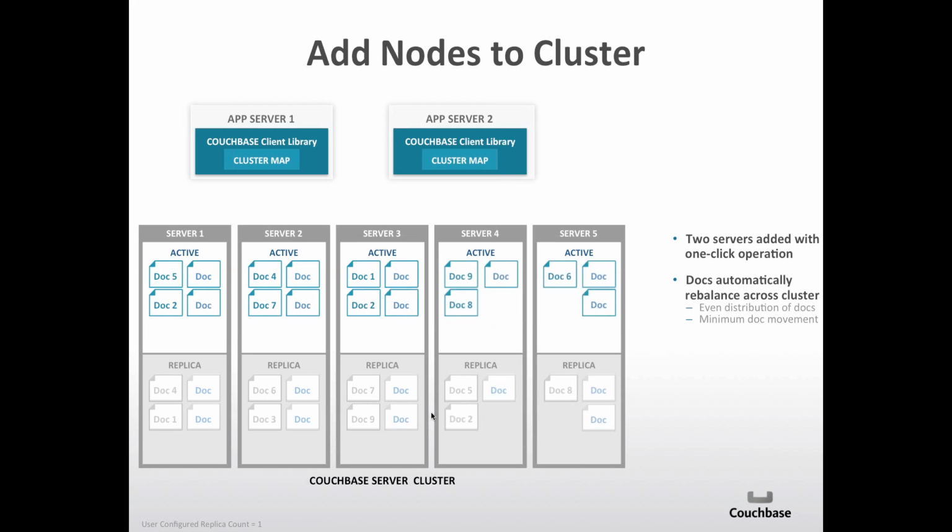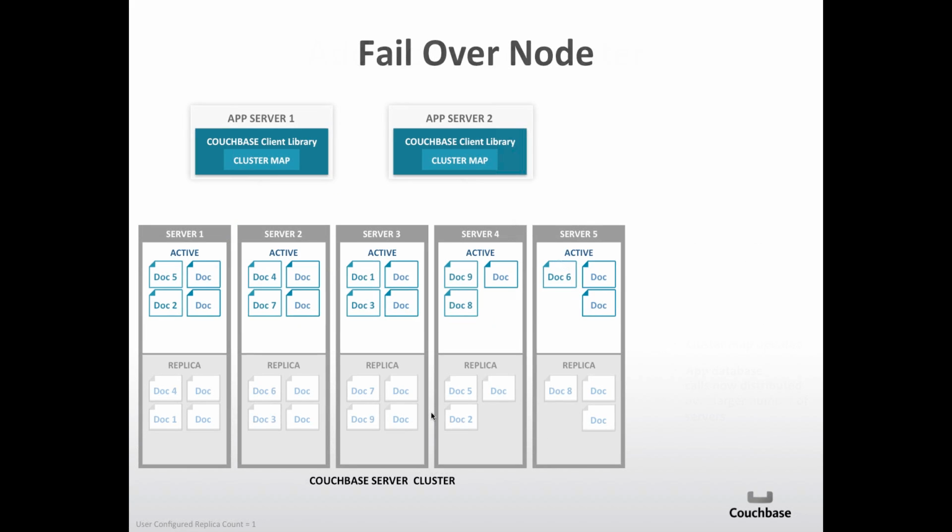Now, next come the application servers and the clients themselves. The clients include a cluster map, and the cluster map has information about all the nodes in the cluster, the partitions in the cluster, and where those partitions live. And so based on this information, they can directly talk to a single server and access the information that lives on the server. In this example, document 5 lives on server 1. And so if the app servers and the client want to read, write, or update document 5, they can directly send the request over to server 1. Now, this is completely transparent to an application developer. The Couchbase client library takes care of all of this, including topology changes.